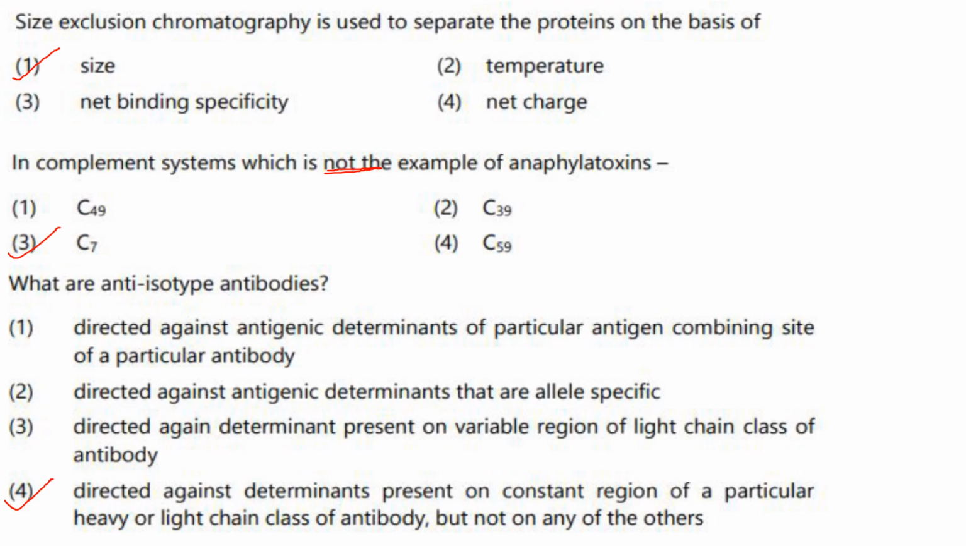If you see option 1, it is directed against antigenic determinants of particular antigen combining site of a particular antibody. What they mean is that it should bind to the antigen binding site, but it is not correct. Directed against antigenic determinants that are allele specific, that is also not correct. Directed against determinant present on the variable region of the light chain class of antibody, not variable region, constant region of both heavy and light chains. So option 4 is more correct.